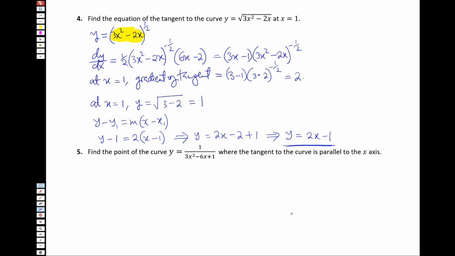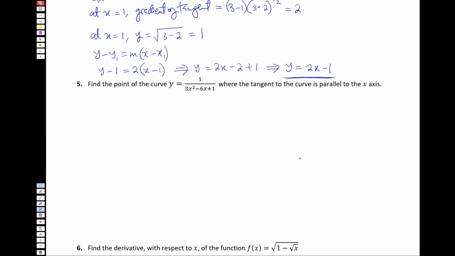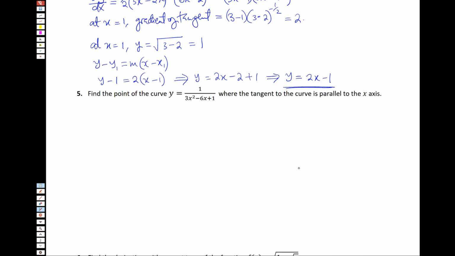Okay, moving on. We are required to find the point on the curve y equals 1 over (3x² − 6x + 1), where the tangent to the curve is parallel to the x-axis. Now we know that when the tangent to the curve is parallel to the x-axis, it means that the tangent is horizontal.